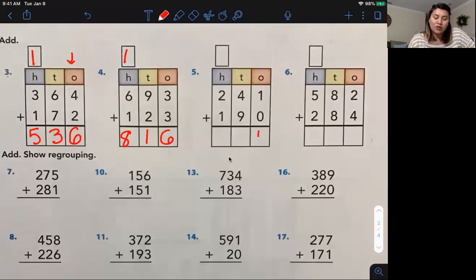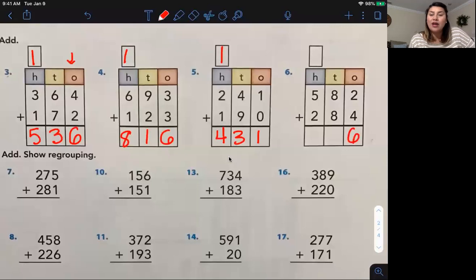1 plus 0 is 1. 9 plus 4 more. 10, 11, 12, 13. 13. Oh, take it to the top. 2 plus 1 plus 1 is 4. 431. Did you get that? Good. All right, next. 2 plus 4, we know that's 6.